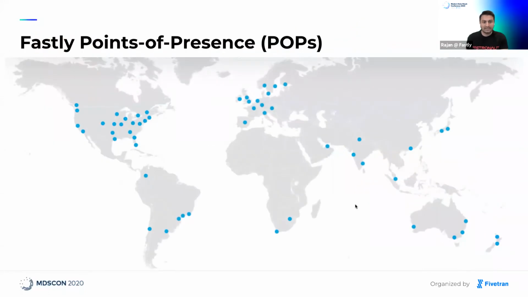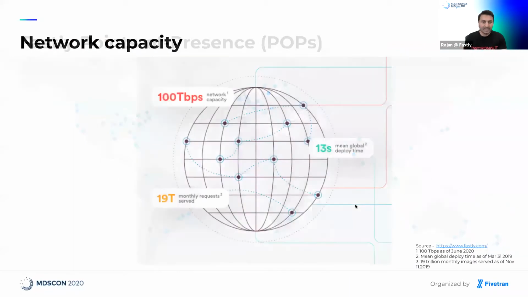How do we do that? Fastly has points of presence across the world and a network. What does that network look like? We have 100 terabytes per second capacity in the network. We serve about 19 trillion requests per month, and a global mean deploy time of 13 seconds. So you can deploy your applications on the network super fast.